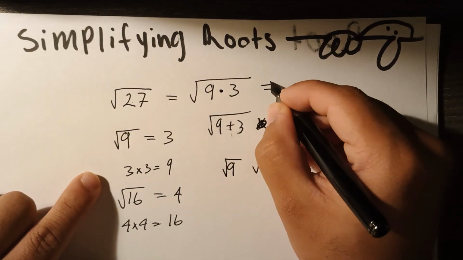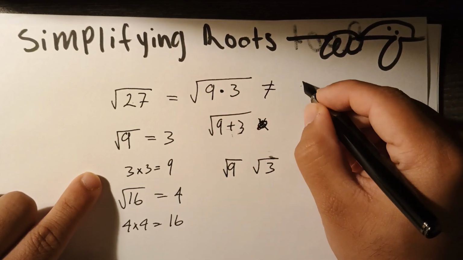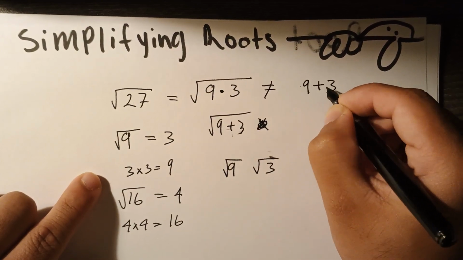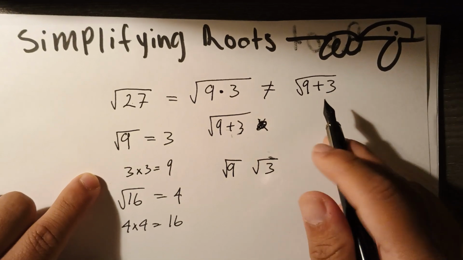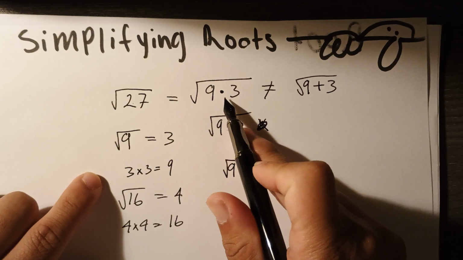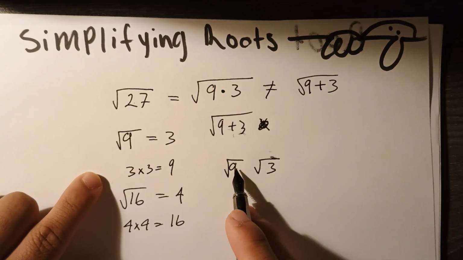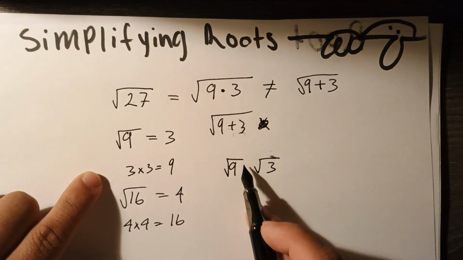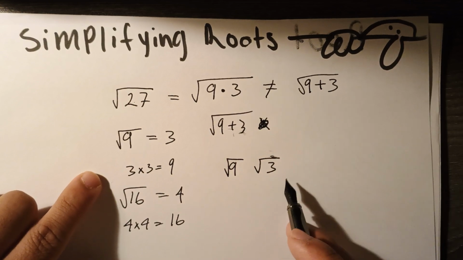This is not the same as that. I just want to make this clear because some people get it confused. So this and this are not the same thing. We're multiplying. You can only do this with multiplication. You can only split the square root between these two numbers when it's multiplication. You can't do it with addition.